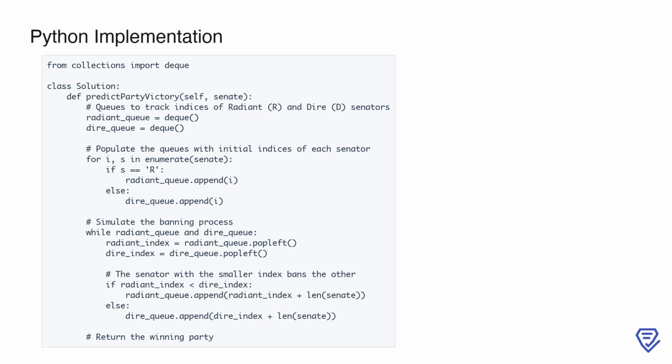This is where the simulation of the banning process takes place. At each step, we remove the front indices from both queues using the popleft method, which gives us the current radiant and dire senators competing to ban each other. The senator with the smaller index gets to ban the other and stays in the game. To ensure fairness, we append this winning senator's updated index, which is their current index plus the length of the Senate string, back to their respective queue. This simulates the circular nature of the Senate, as senators rejoin the queue at the end of the rotation.